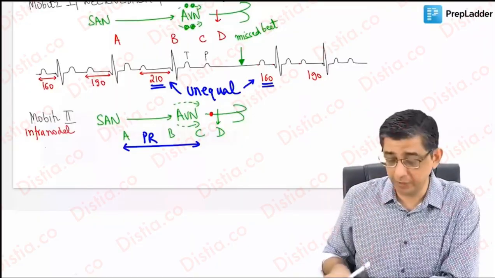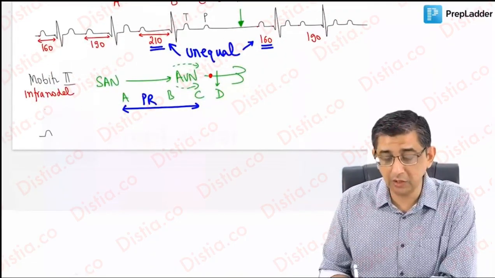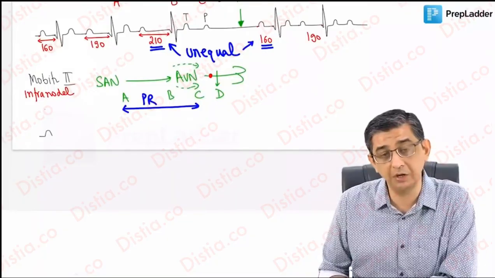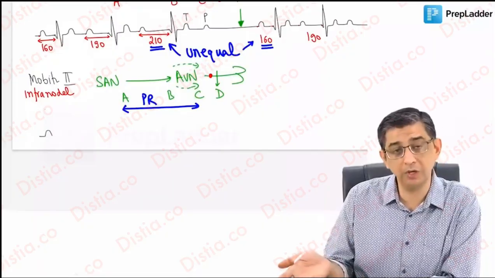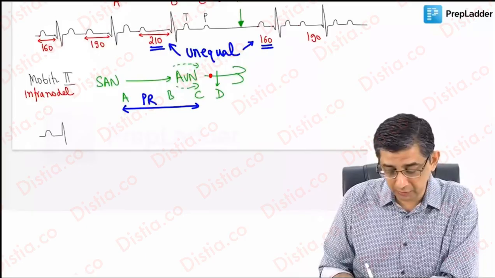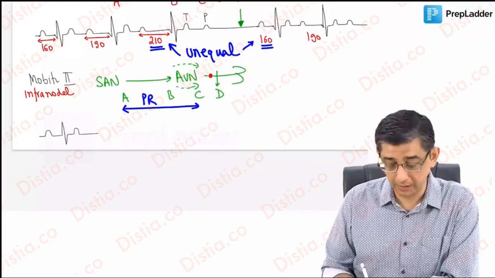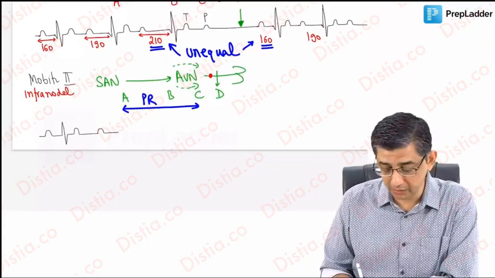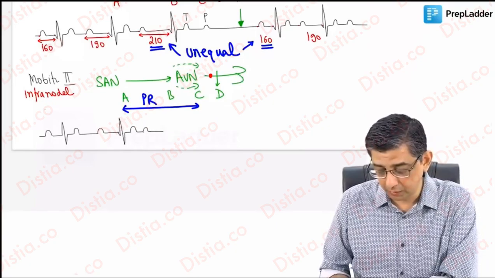There's going to be a sudden dropped beat, yes, but the reason PR interval is not changing is because the damage is not in the area which represents the PR interval in the ECG. The damage is below the area, which is beyond the PR interval representation. So per se, you are going to get an ECG which will have 160, 160, 160, 160, and then a dropped beat.